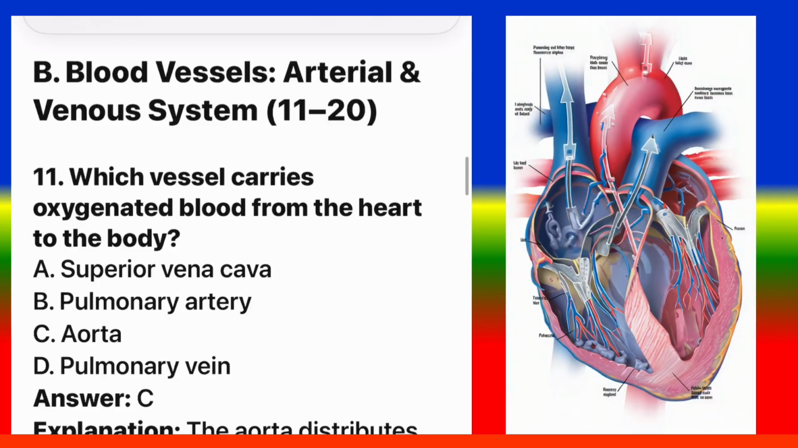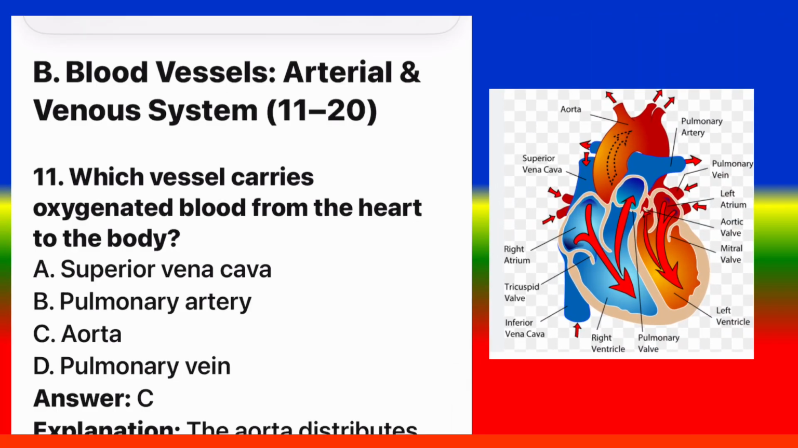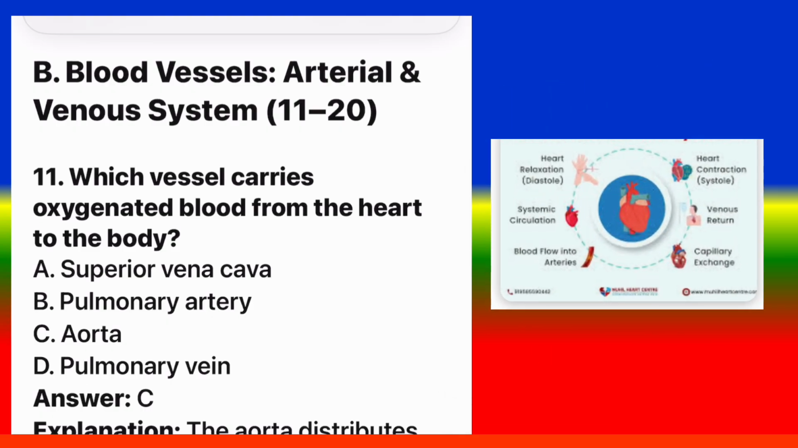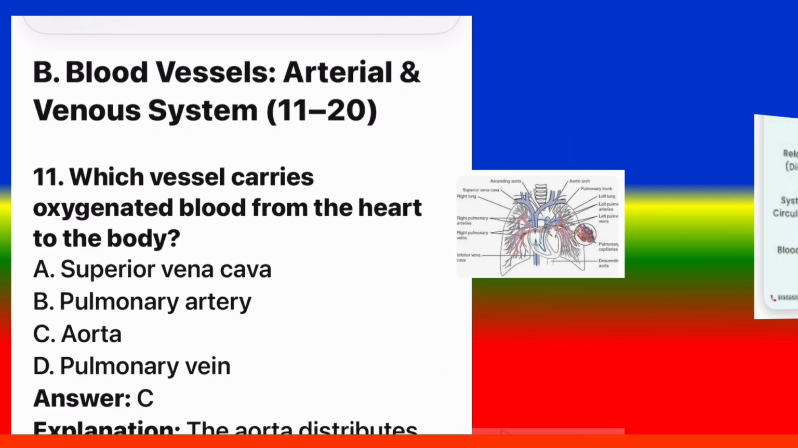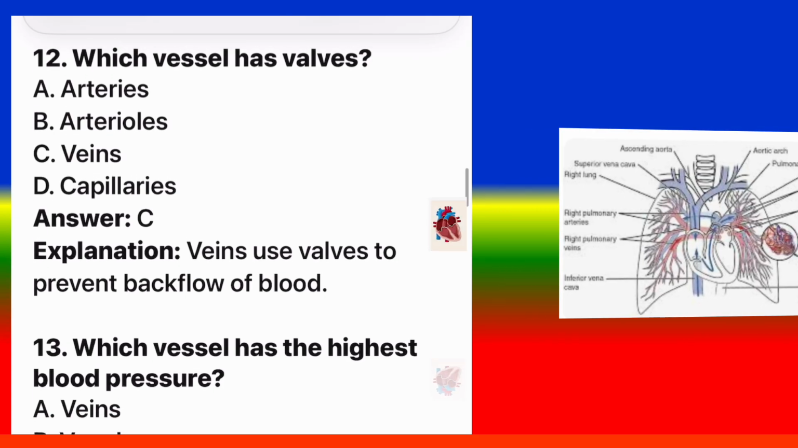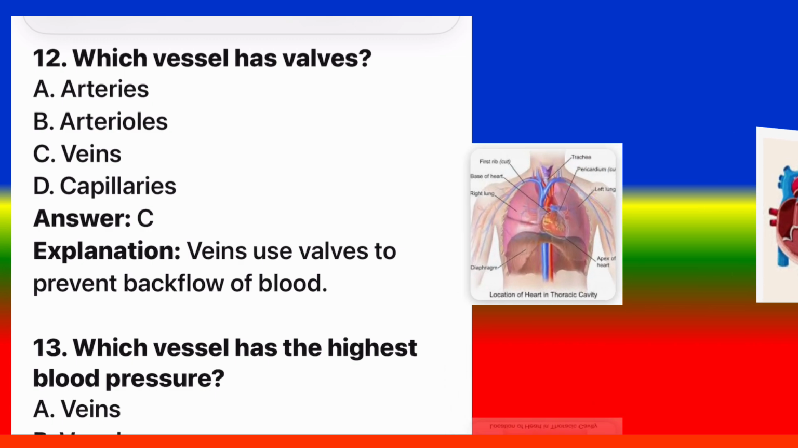B. Blood vessels, arterial and venous system, 11 to 20. 11. Which vessel carries oxygenated blood from the heart to the body? A. Superior vena cava, B. Pulmonary artery, C. Aorta, D. Pulmonary vein. Answer C. Explanation: The aorta distributes oxygen-rich blood systemically. 12. Which vessel has valves? A. Arteries, B. Arterioles, C. Veins, D. Capillaries. Answer C. Explanation: Veins use valves to prevent backflow of blood.